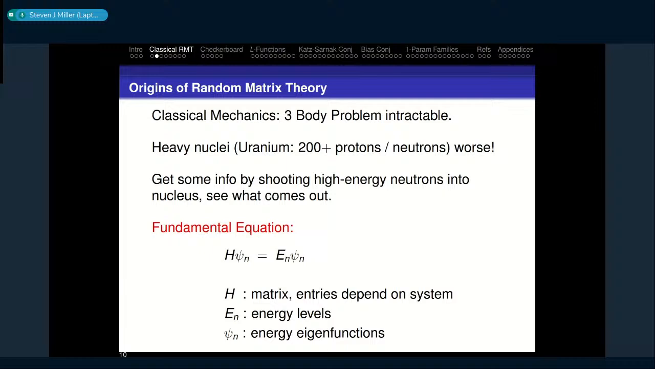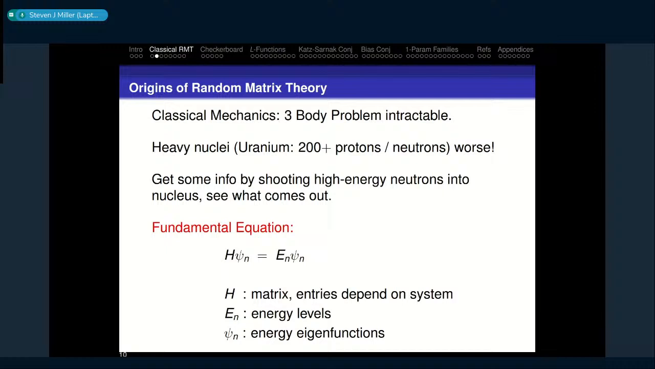Now, you can get some information by shooting high-energy neutrons into the nucleus and seeing what comes out. One of the best quotes I've heard about this is, imagine you want to understand how a grandfather clock works. So you take two grandfather clocks, accelerate them to about 99% the speed of light, and smack them into each other, look at all the stuff that flies out, and then try to deduce the internal structure of the grandfather clock from the wreckage you see. We actually do a very similar calculation in number theory. And so one of my goals today is to show you how to recast a lot of what we're doing into the nuclear physics language.